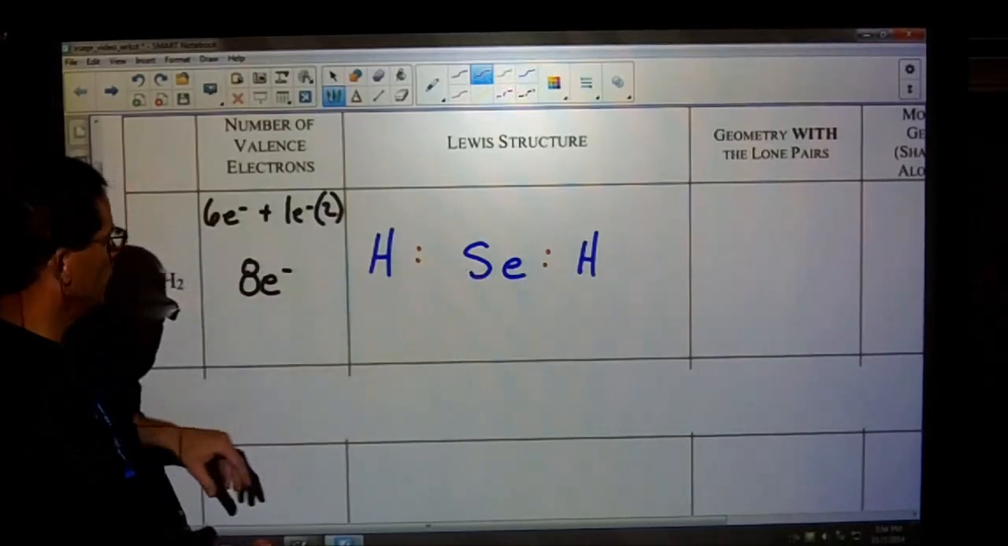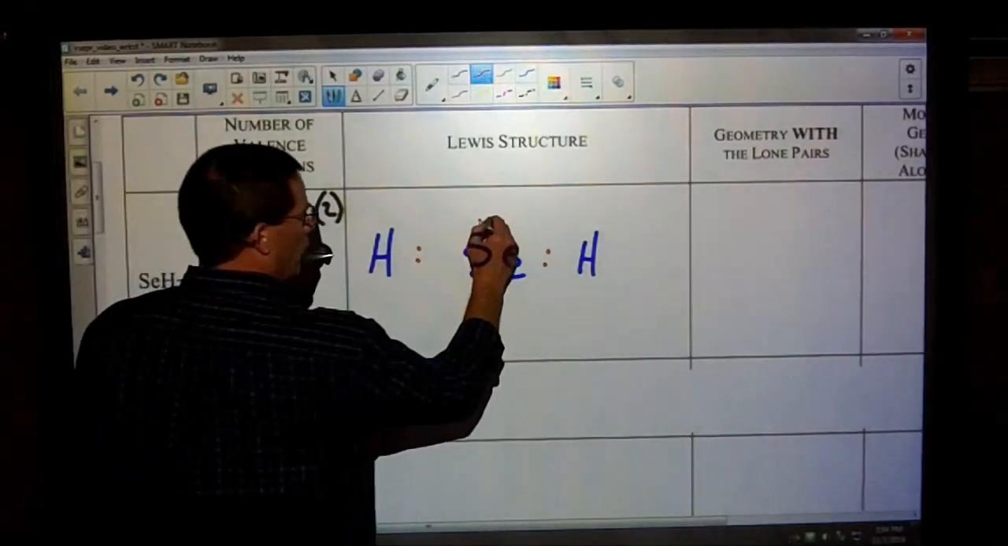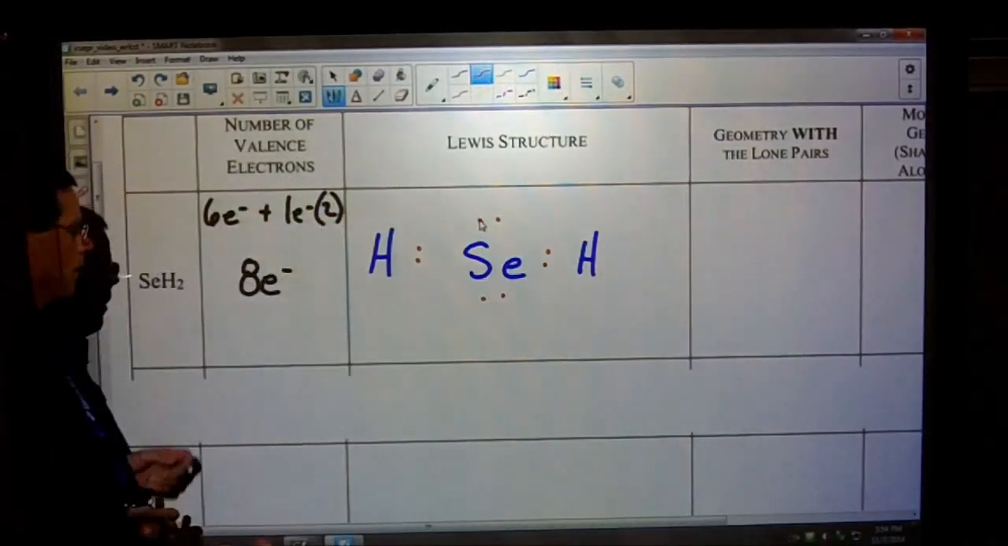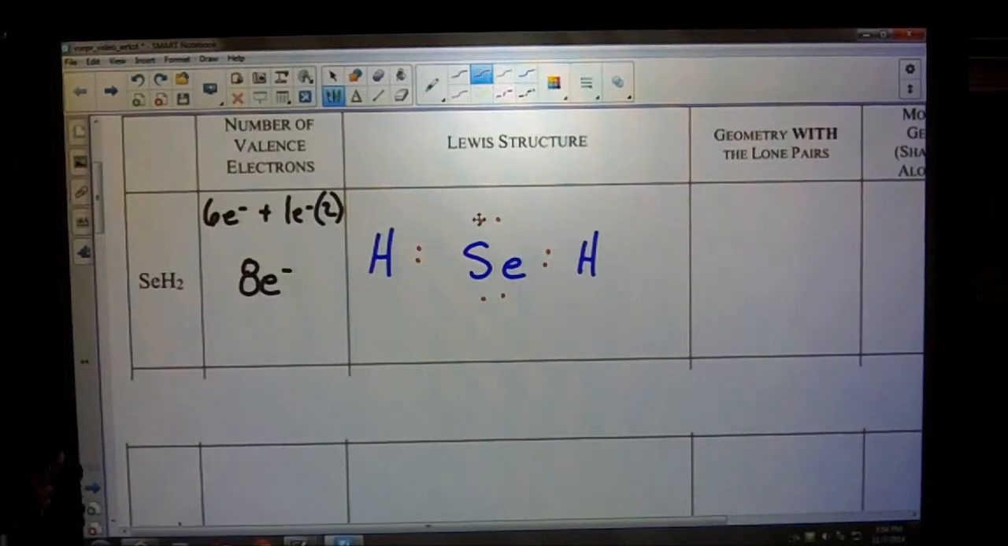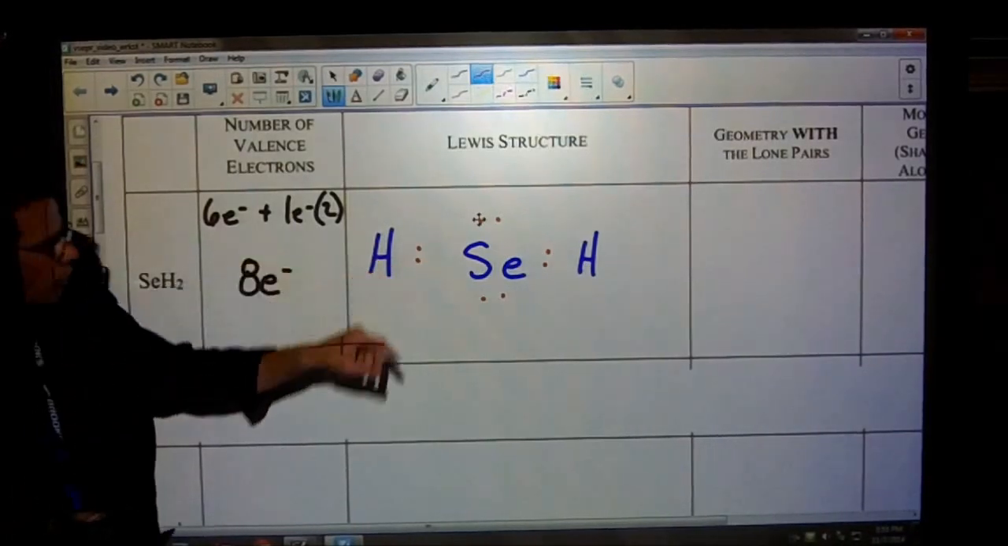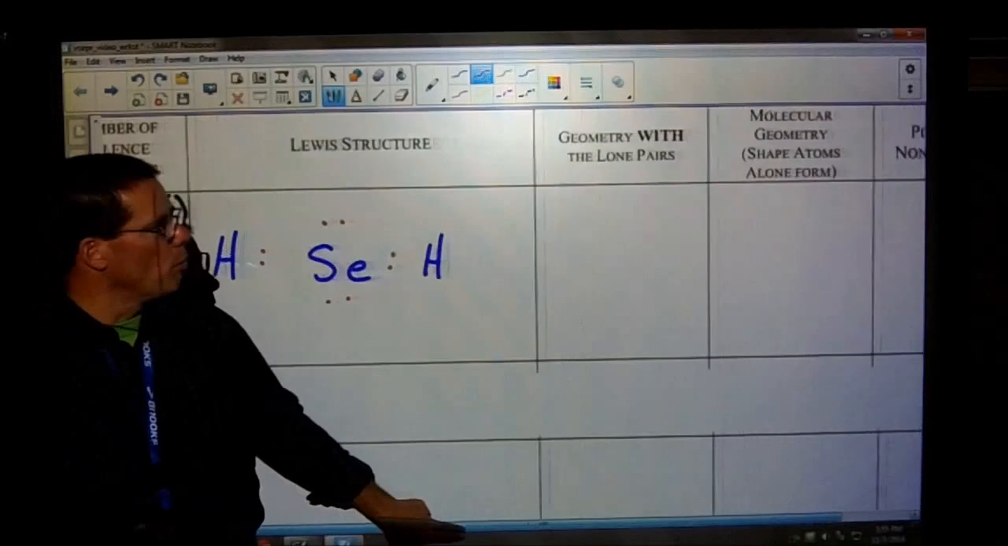Never make hydrogen a central atom. So we have 4 electrons represented. We need 4 more, so place the other 4 on the central atom. All right, and now the next thing that we want to do is find out the name of the geometry with the lone pairs.